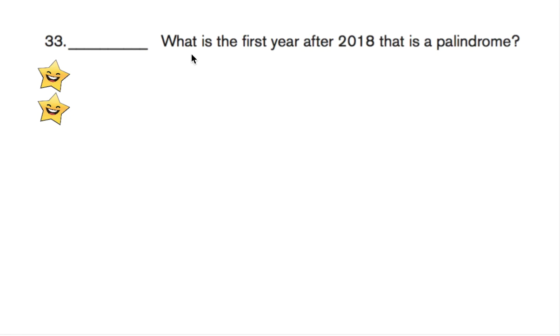Number 33. What is the first year after 2018 that is a palindrome? So palindrome means it reads the same forwards as backwards. So it can't be 20 because the next digit would have to be a 0. So it's got to be a 2, 1 and then a 1, 2. Next year is 2112.